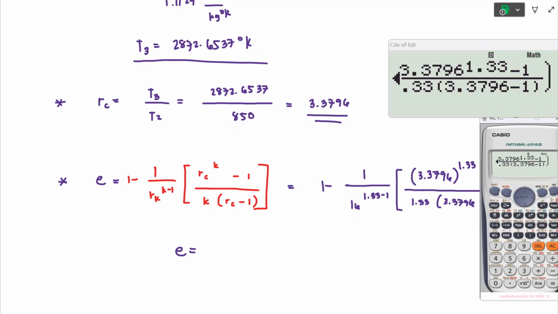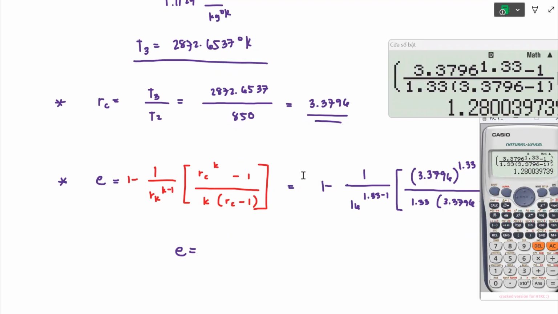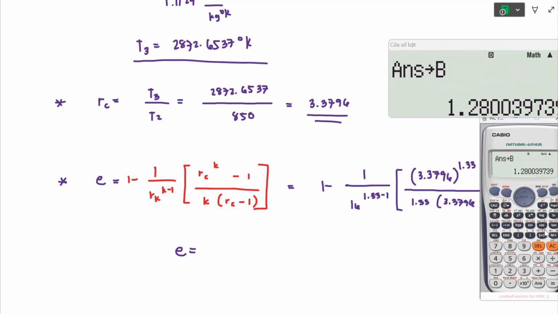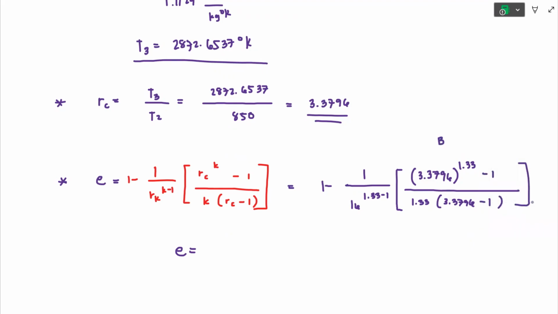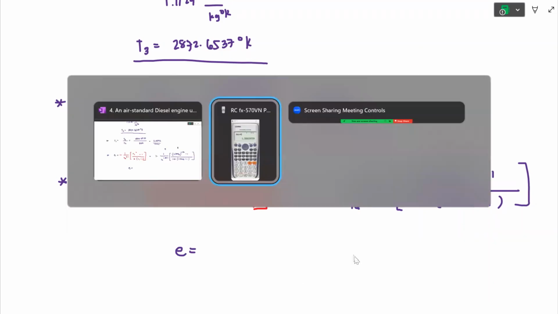What will be the efficiency of the system? So, ito pa lang yung first part. Let me store it sa B. Okay? Ito pa lang part na to. In-store ko siya kay B. And then, this part is stored kay A. Okay, balik ako sa calculator.